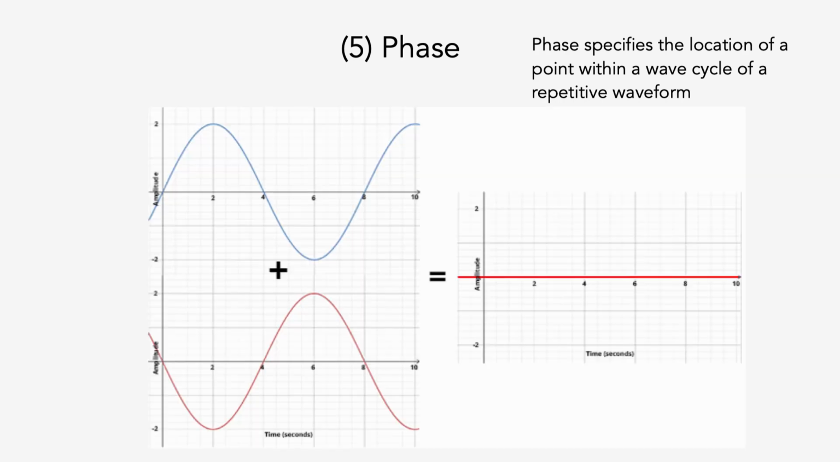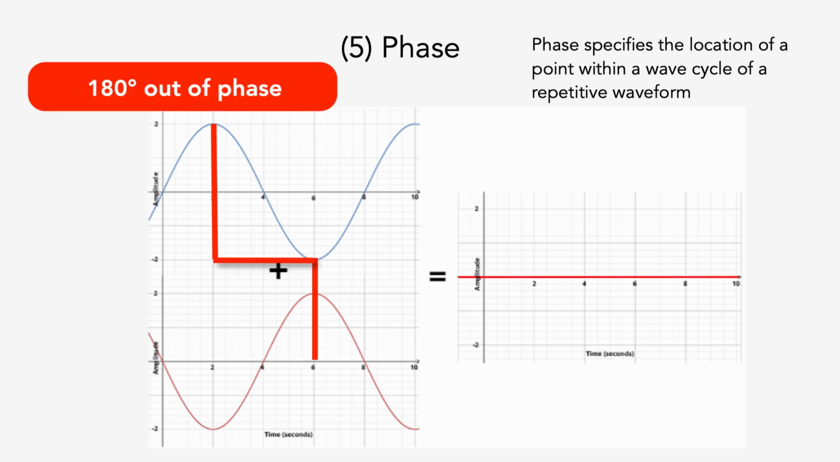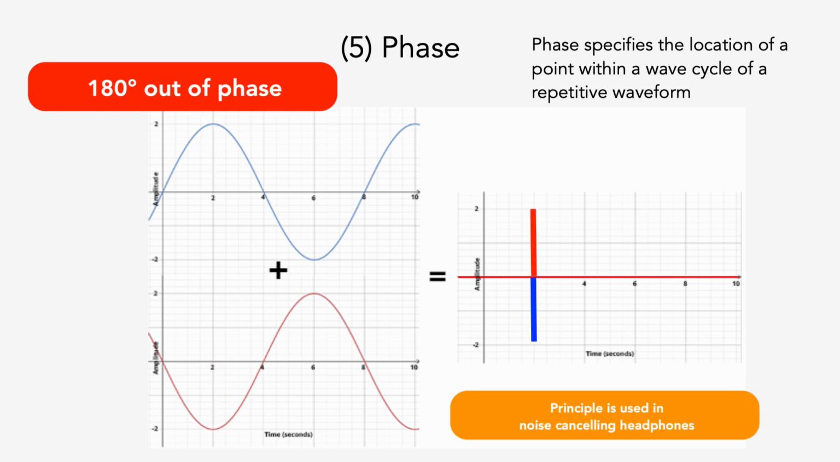If one of the two sound waves of the same frequency is shifted by 1/2 cycle relative to the other, the sound waves are said to be out of phase. Two waves that are out of phase exactly cancel each other when added together. The principle is used in noise-canceling headphones.